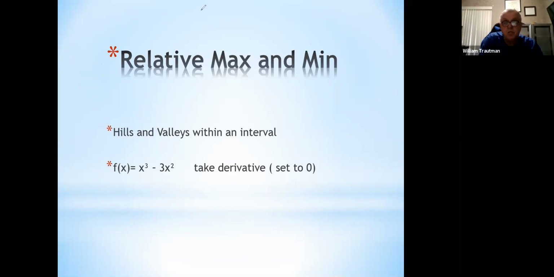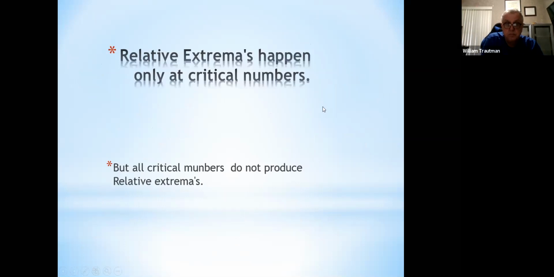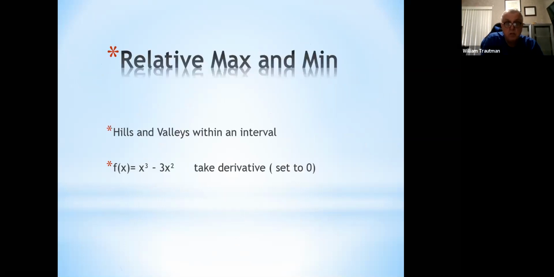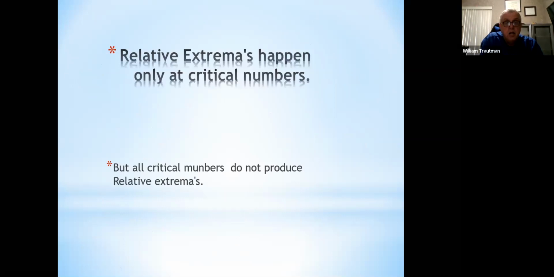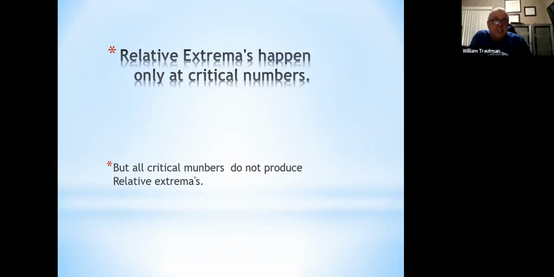Oh, this is the same one. This slide just says, hey, relative extremas happen only at critical numbers. So when you take the first derivative and set it equal to zero, we know those are relative extremas, either a relative maximum or a relative minimum. So we know that: relative extremas only happen at critical numbers.